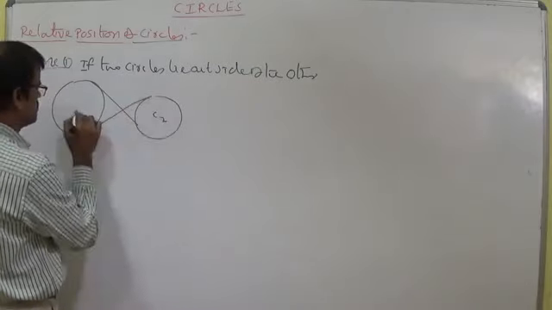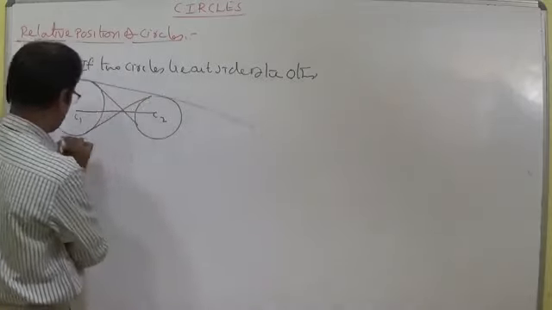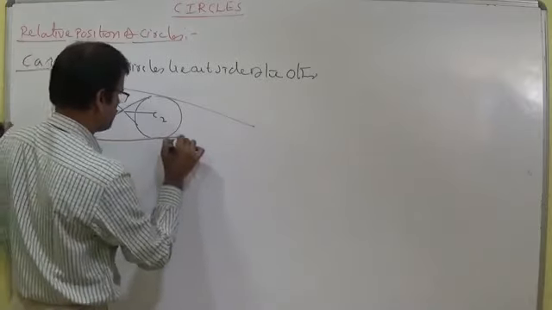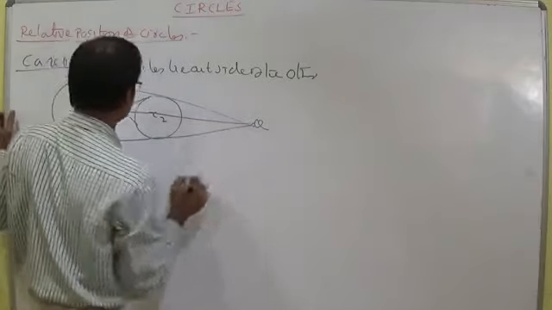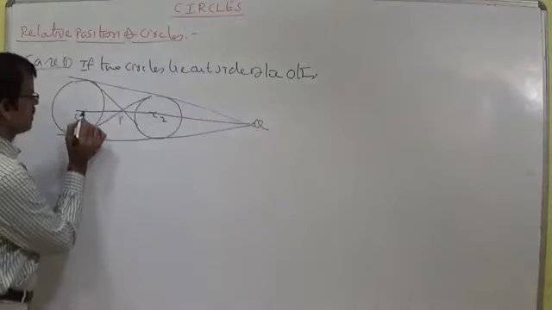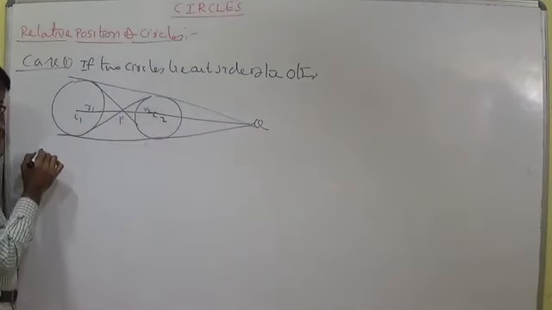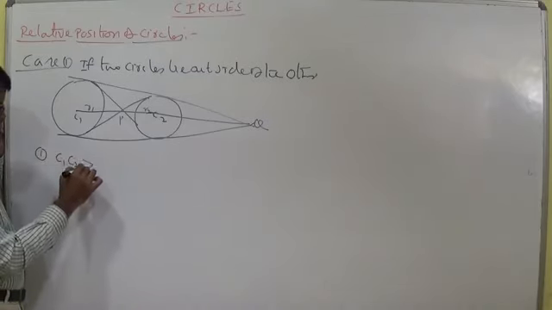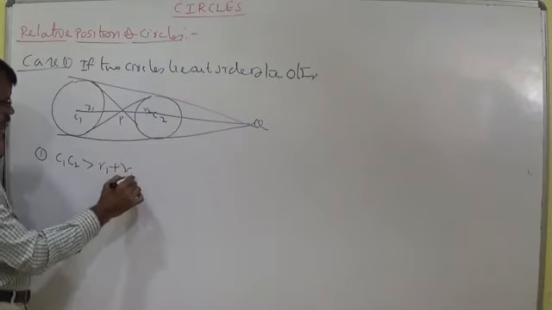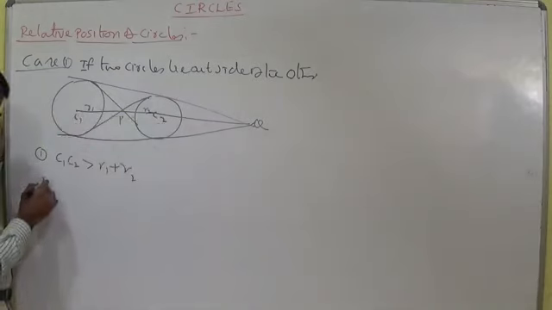C1, C2. Q, and this is P. Join like this. Now what is happening? This is R1, this is R2. Now you can try to understand that first point. In this case, first point, C1 C2 is greater than R1 plus R2, because the C1 C2 distance is totally greater than R1 plus R2. This is the main condition.